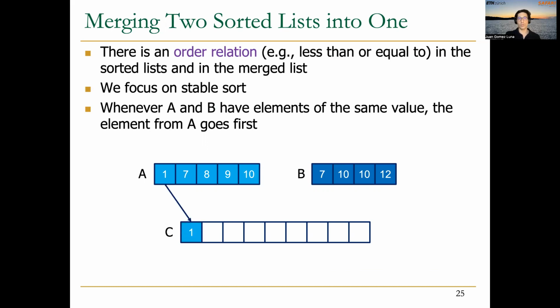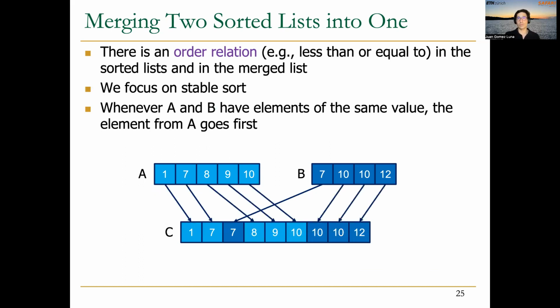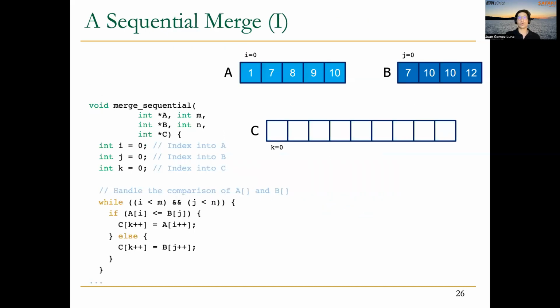So the way that we create the merge array is by going one by one over the elements of the two arrays, comparing them, and placing them in the corresponding location in the output array. After 7, the next small element is 7 that we place there, then 8, 9, and 10, and then these last three elements of array B. How to do this sequentially?